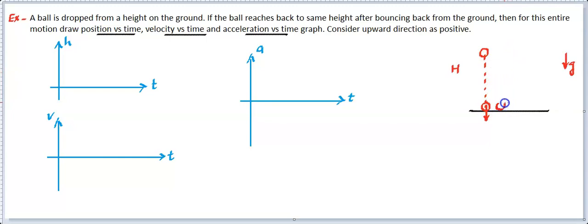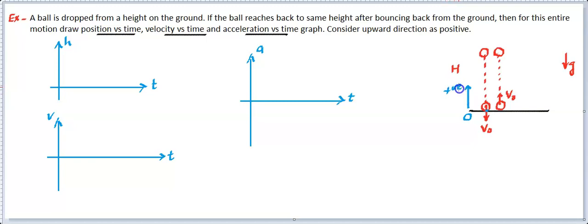After hitting, it will go back to the same position. And if it is reaching the same position, that means it is hitting in such a manner that whatever this velocity was, V0 let's say, it regains the same velocity. Because only if it regains the same velocity can it reach up to the same height. Okay, so this is the kind of motion we are visualizing. And we need to consider the upward direction as positive. So again, there will be a mention of origin. So we are considering this as an origin.